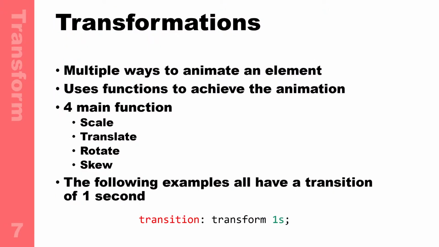Now, basic transformations: you have multiple ways to animate an element. Again, the element does not matter. You can have a div, maybe a form, why not a form, an input field, a button, choose whatever you like. You use functions to achieve that animation. Yes, functions in CSS, but you should be familiar with that, like the URL function you probably used by now. And there are 4 main ones.